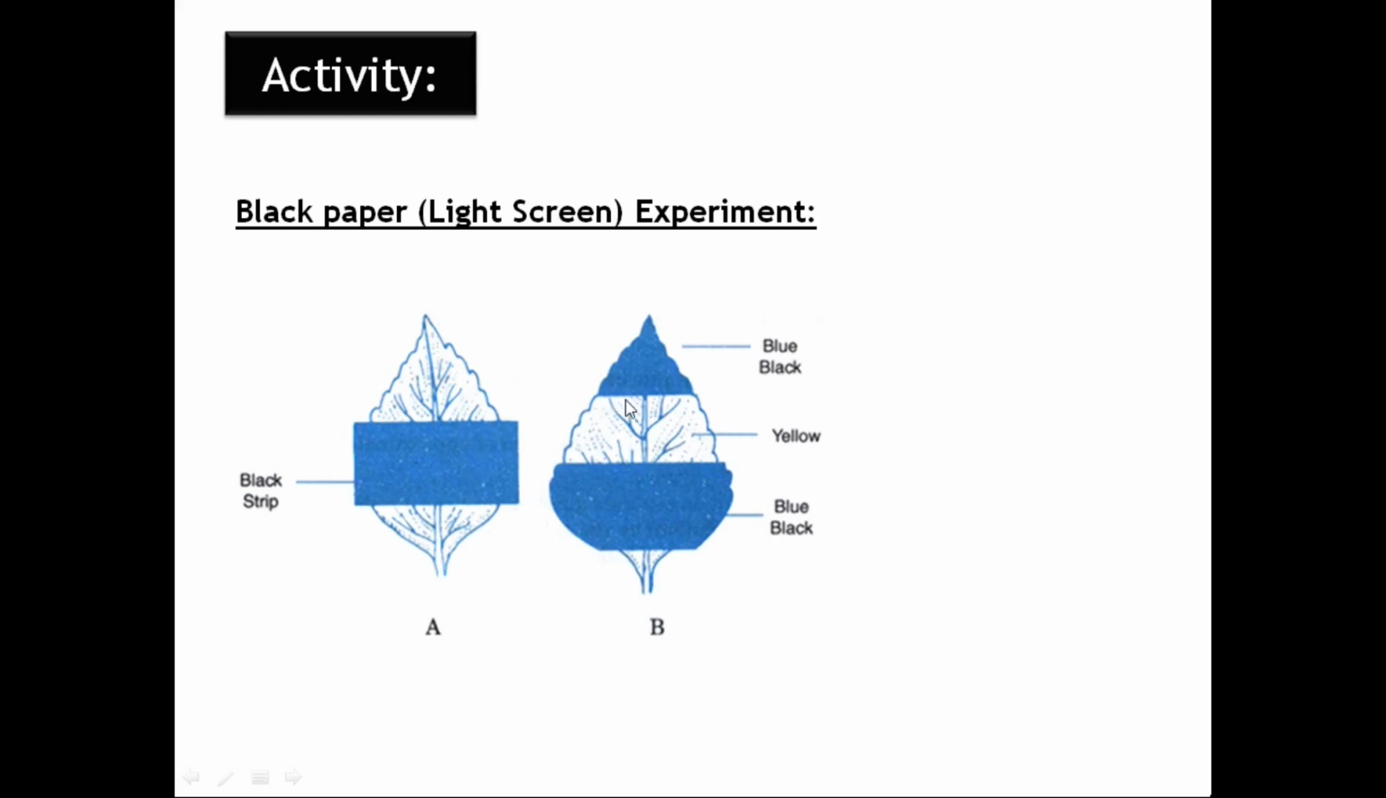We can observe that only the part of the leaf which is exposed to sunlight turned blue-black, and the covered part of the leaf remains colorless. That means photosynthesis does not take place there. Hence it is proved that sunlight is needed for the preparation of starch. Let's have a video regarding this experiment.